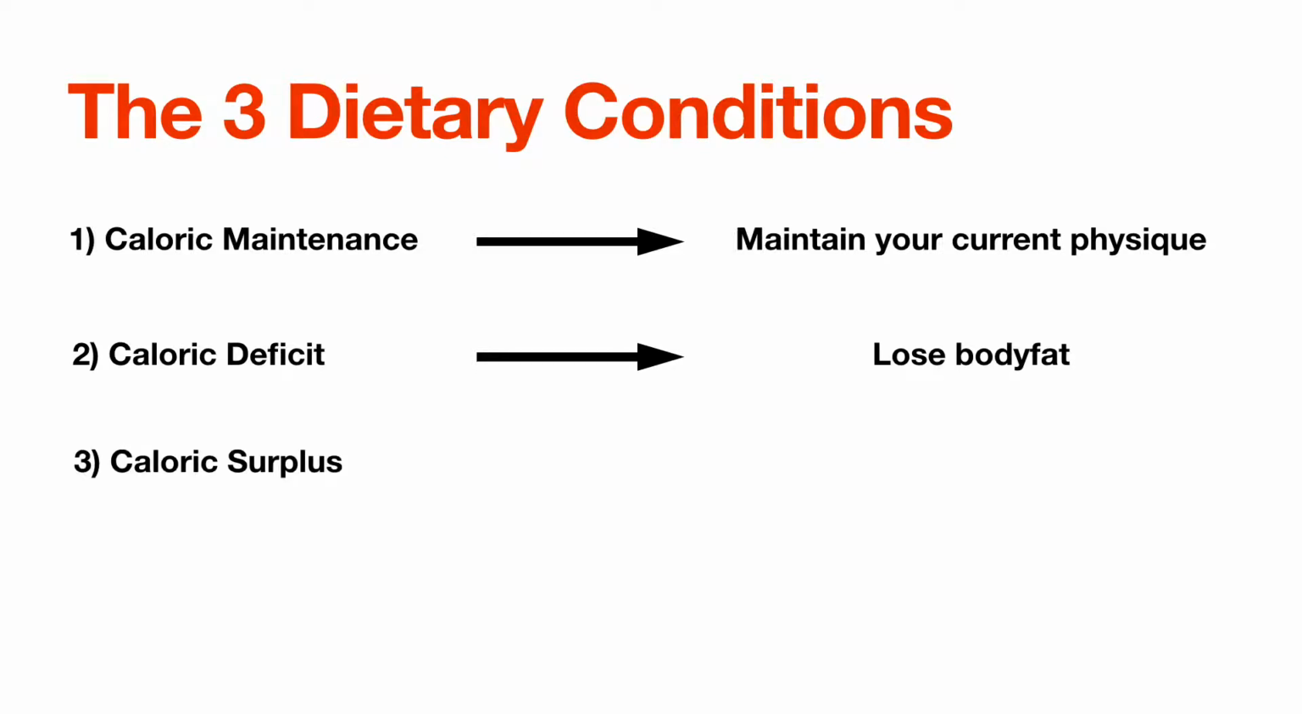Now, with the third and final term, we have the caloric surplus. Just like the previous term, the caloric surplus is completely reliant on knowing what your caloric maintenance is. So with the caloric surplus, it's the opposite. You're eating more than your caloric maintenance in order to build muscle mass.